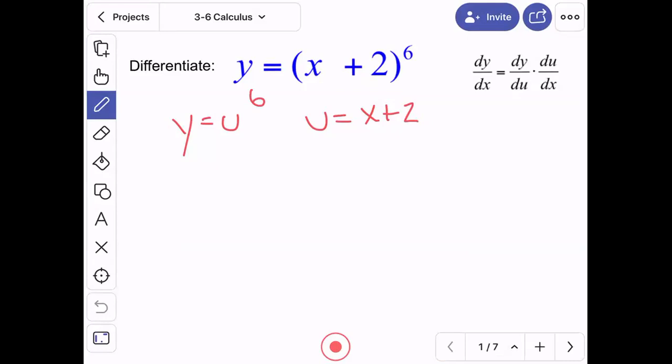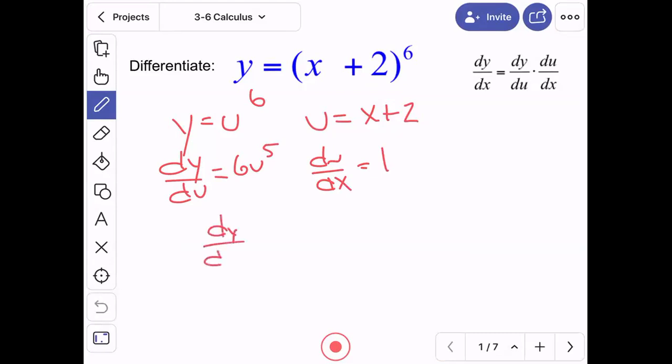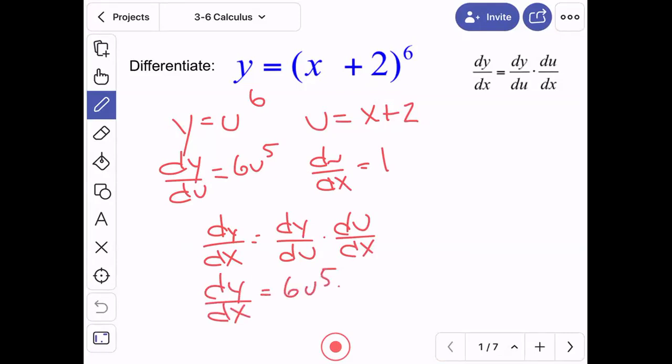All right, so now underneath each of these, I'm going to take dy/du, the derivative of y in terms of u. It's going to be 6u to the 5th. And then I'm going to take du/dx. And what is du/dx? Oh, du/dx is just, looks like it's just 1. So now our chain rule is saying that dy/dx is dy/du times du/dx. And in that case, dy/du is 6u to the 5th, du/dx is 1.